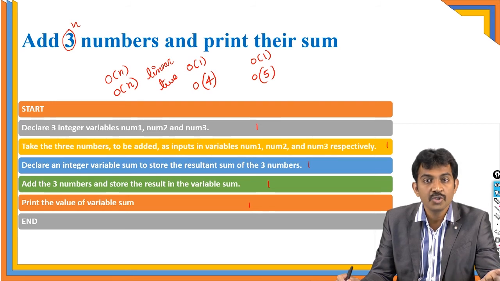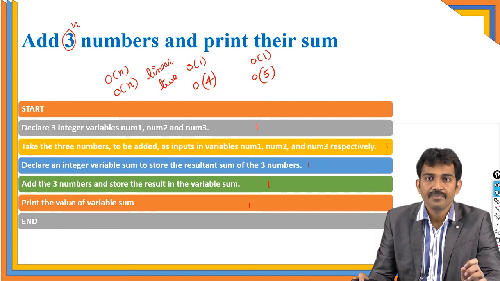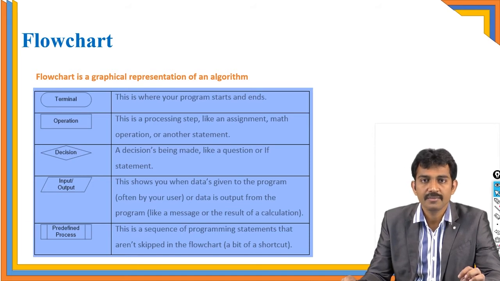And the last one is feasibility. The algorithm has to be feasible to implement. Then this is the perfect algorithm. Is this clear? Next, we'll see the flowchart.